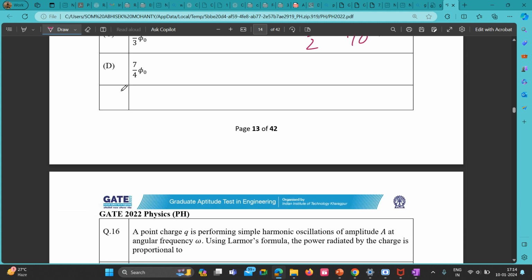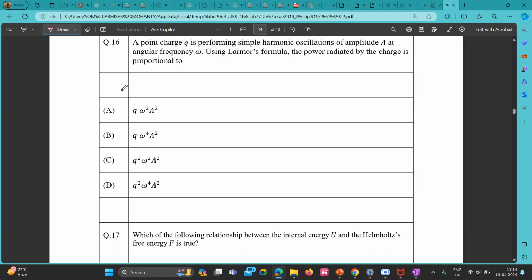Next question. A point charge Q is performing simple harmonic oscillation of amplitude A at angular frequency omega. Using Larmor's formula, the power radiated by the charge is proportional to what?